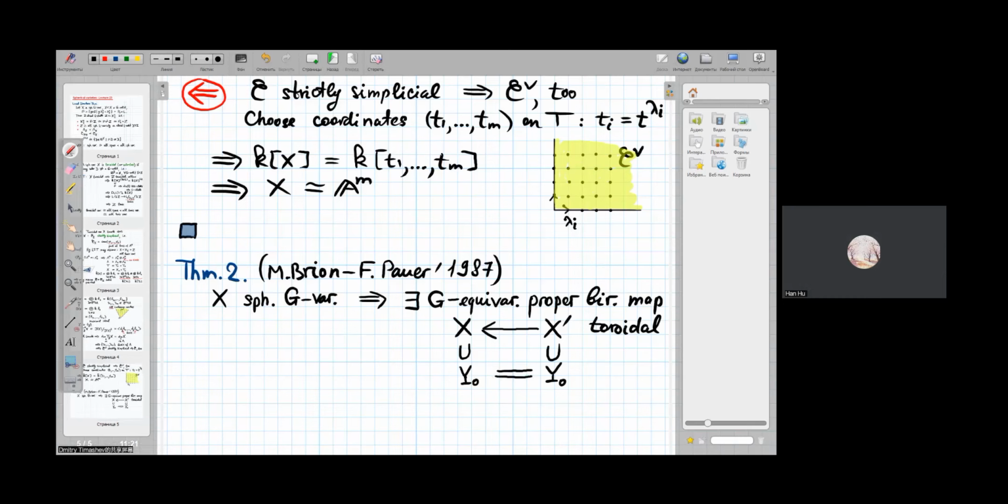In this sense, there are sufficiently many toroidal varieties. For any spherical homogeneous space, we have sufficiently many toroidal embeddings of this homogeneous space. Every embedding is dominated by a toroidal one. Let us prove this theorem.